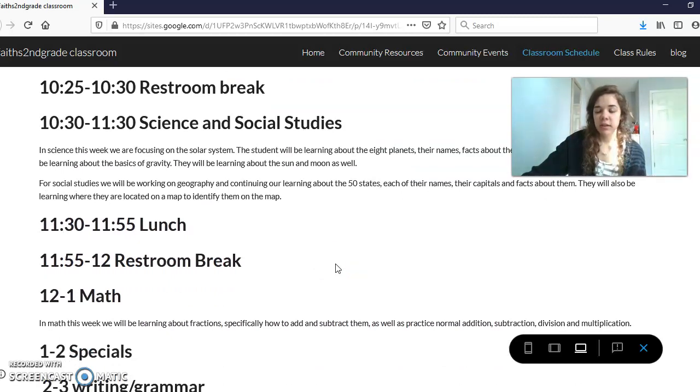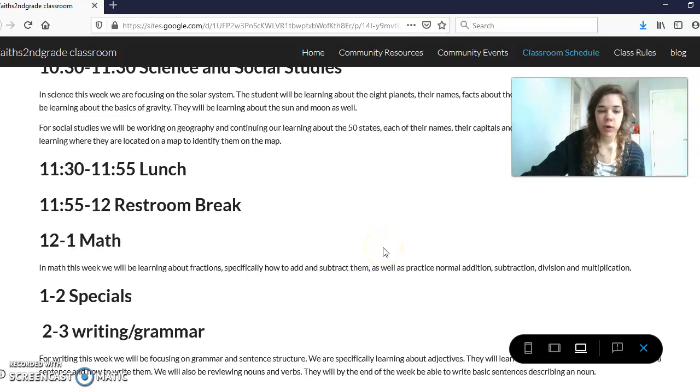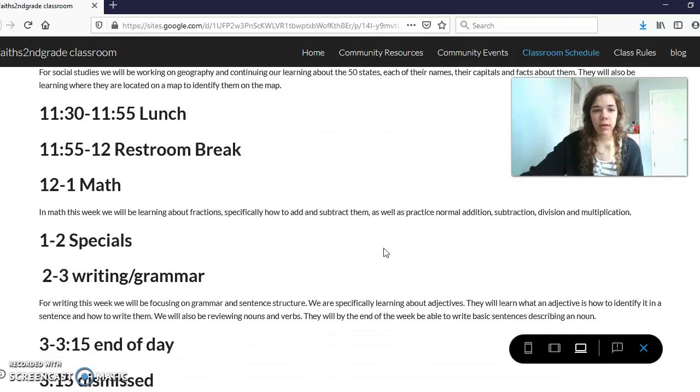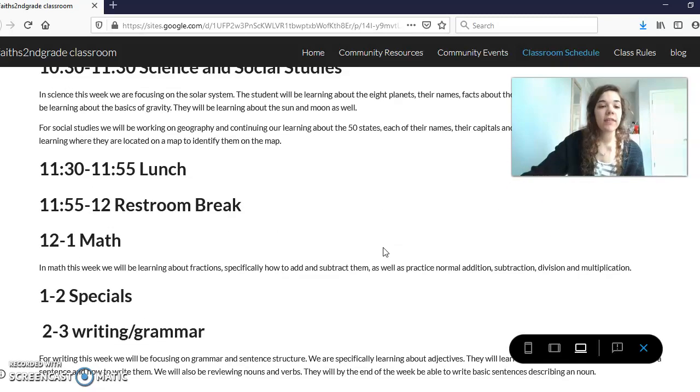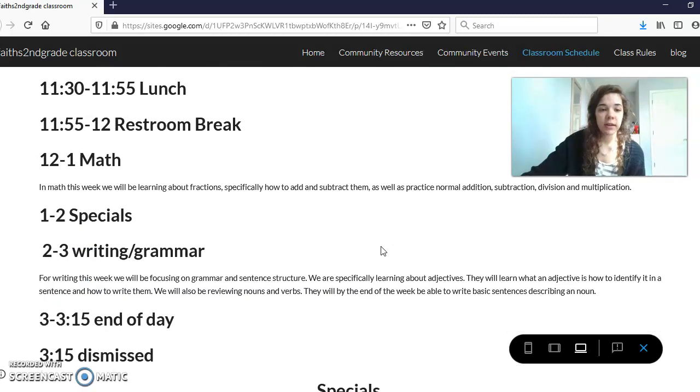And then for social studies, they're going to be continuing their learning on the 50 states. They're memorizing the capitals, facts about them, and they're learning how to identify them on the map and where they are. 11:30 to 11:55 is lunch. 11:55 to 12 is restroom break.